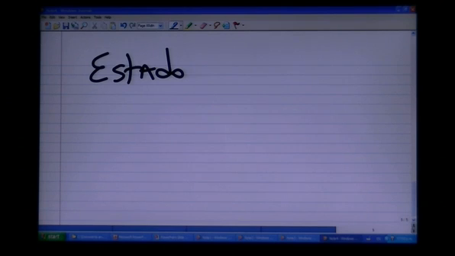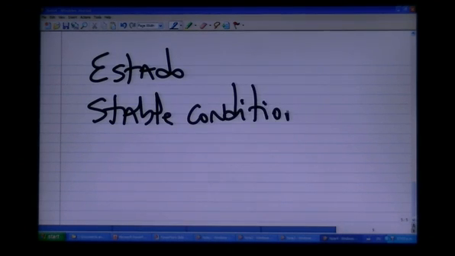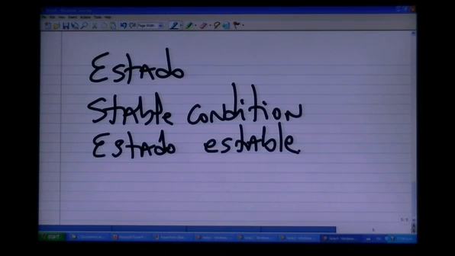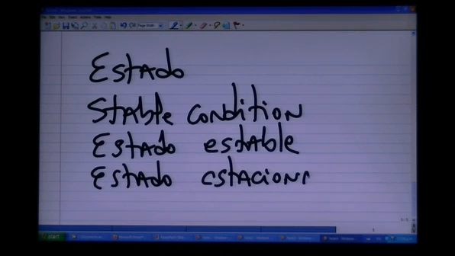What would be, for example, he's in stable condition? Está en un estado estable, en un estado estacionario. Have you heard that? Stable condition. Estado estable is perfectly fine. Doctors will probably say in Latin America, estado estacionario. It means he's not going anywhere. Has been like this for the last 24 hours. It's not improving. Neither is the patient getting worse.